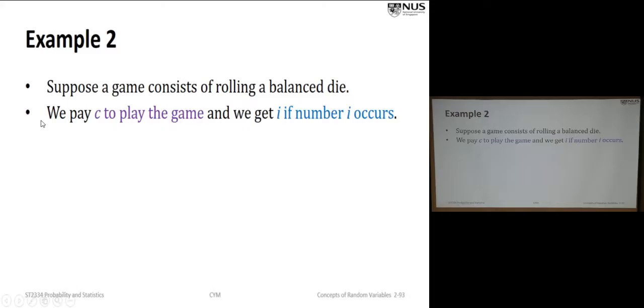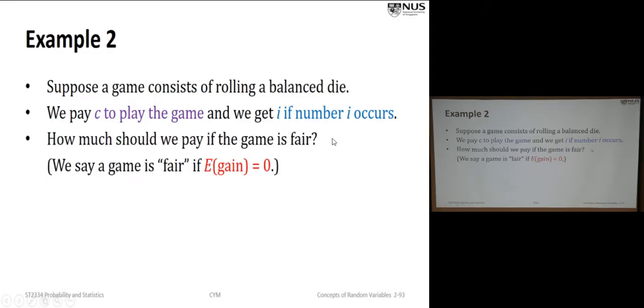All right. Example 2. Roll a die, and you pay C to play the game, and you get I if the number I occurs. Roll a die. A die has 6 numbers. So if you got a 6, you got $6. If you got a 1, you got $1. So how much money do you have to pay out in order to be fair? That means expectation of the game equal to 0.